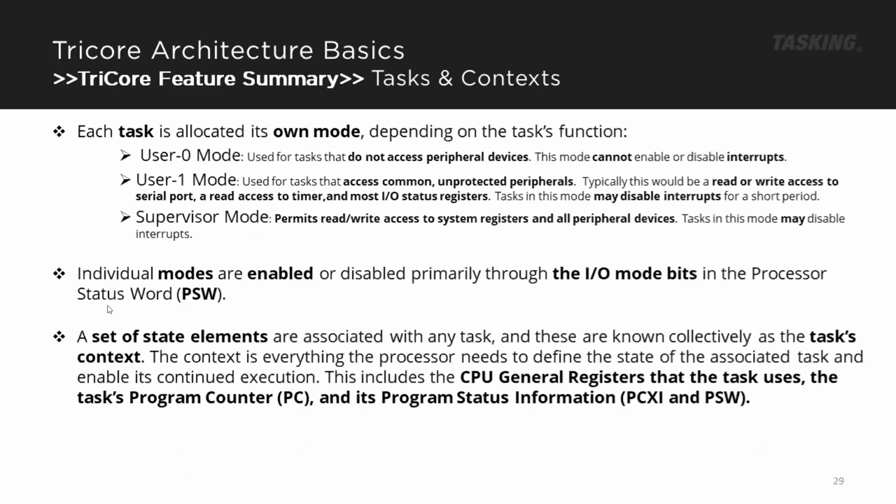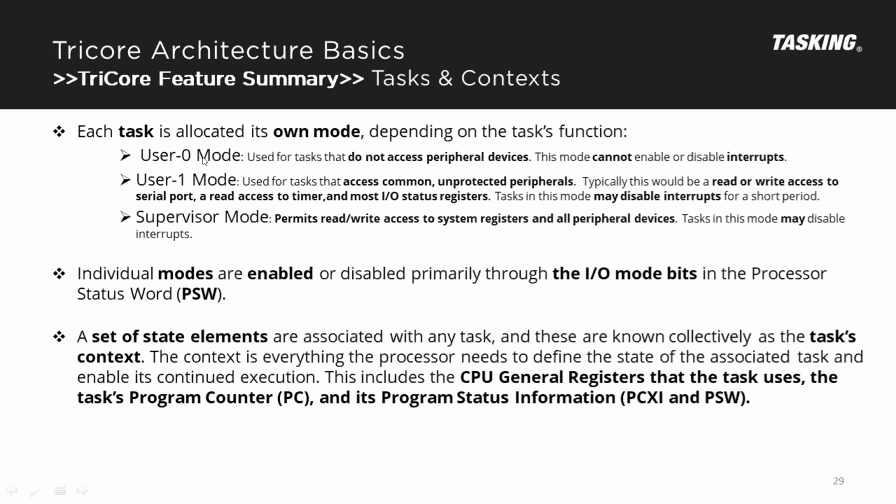All right, so every task could have its own mode. There are three modes in the TriCore: user 0 mode, user 1 mode, and the supervisor mode. For every mode, the differences are in whether the mode has access to certain peripherals or not, and whether it is able to enable the interrupts or not.